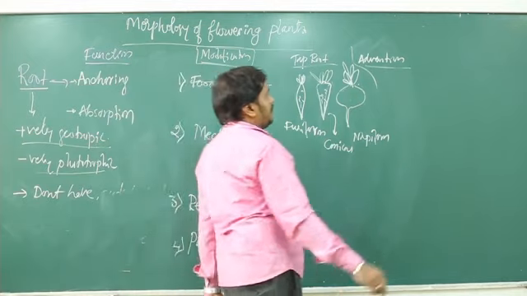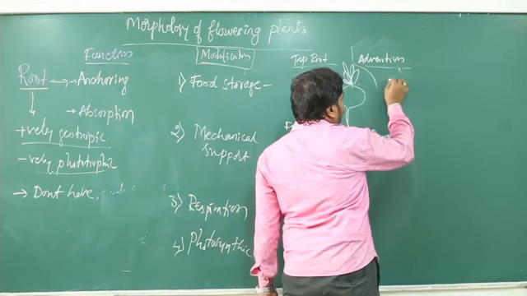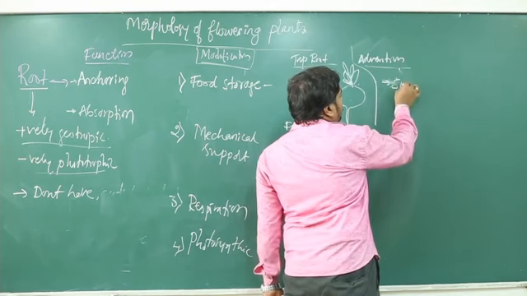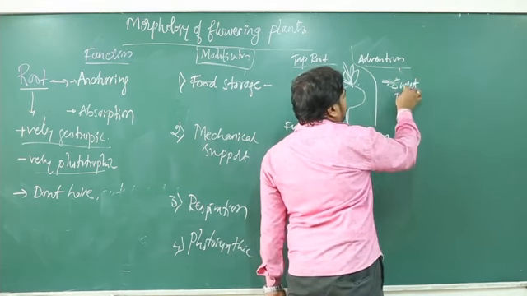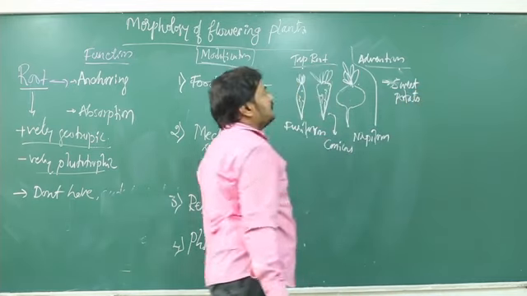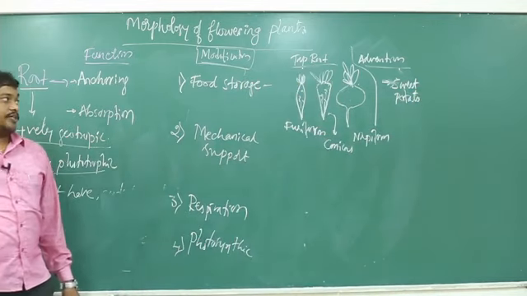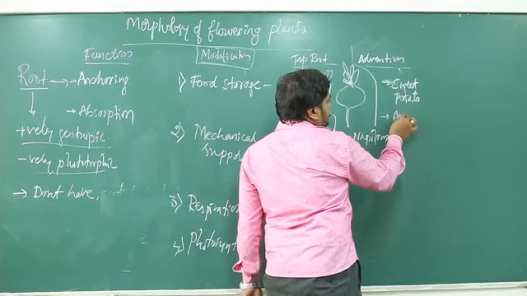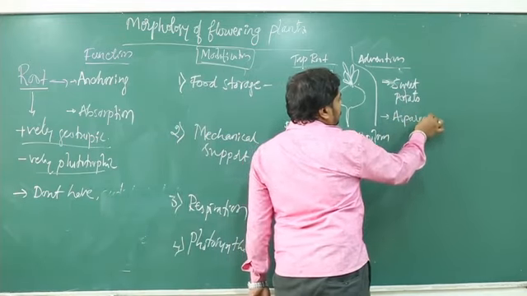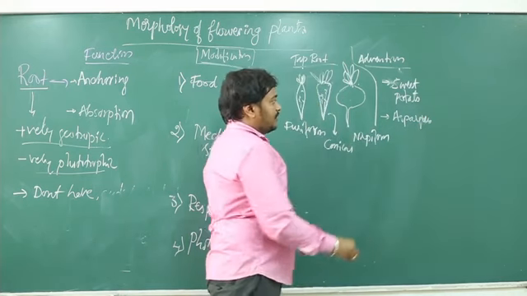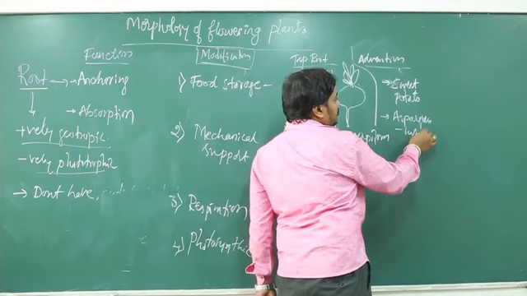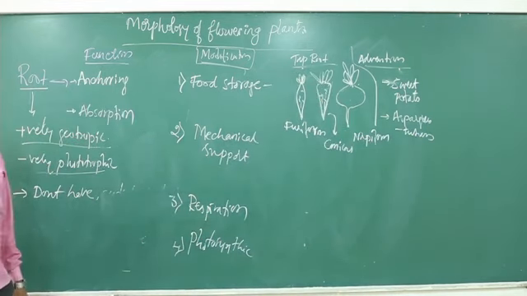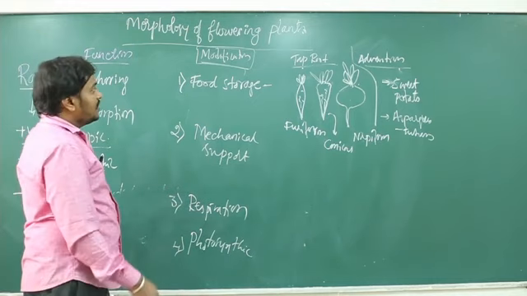Then adventitious root modification for food storage. Here we can give the example of sweet potato. Sweet potato is an example of adventitious root modification for food storage. Similarly, in asparagus, clusters of roots are present, like asparagus tubers. Tubers in asparagus are also an example of adventitious root modification where they store food. Okay, so this is about food storage.